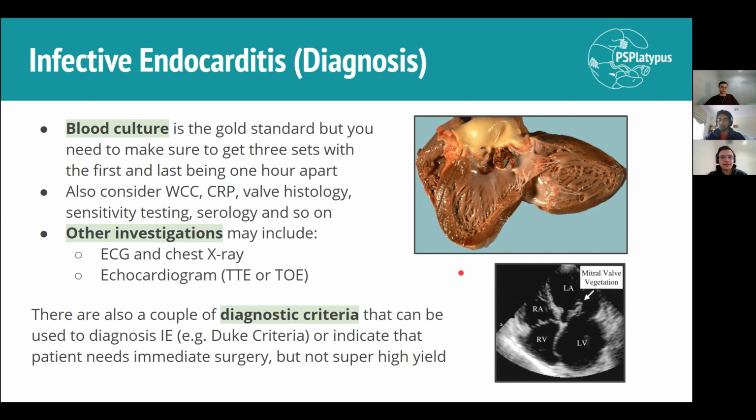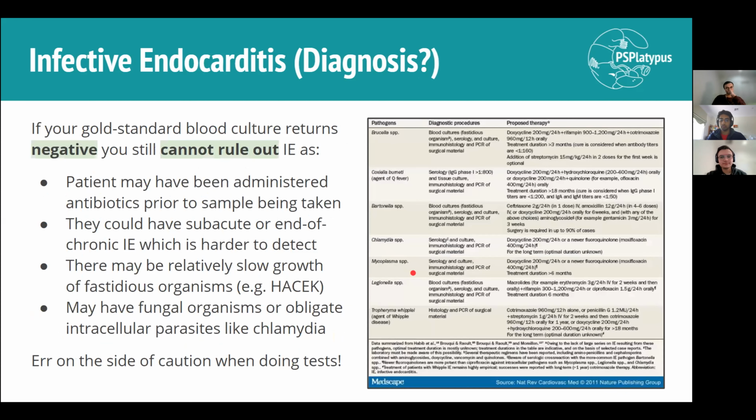There are also a couple of criteria that your lecturer goes over, and I think probably the most important one to just be familiar with, or at least know it exists, is the Duke criteria. That'll just tell you what factors need to be checklisted to say that a patient definitely has infective endocarditis. And some other ones will indicate whether that patient needs surgery right now, or it can wait until you've gotten something confirmed with your blood tests. But these are not super high yield, so don't worry about them too much.